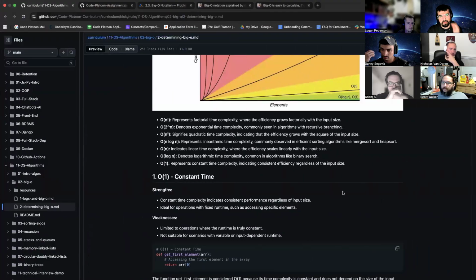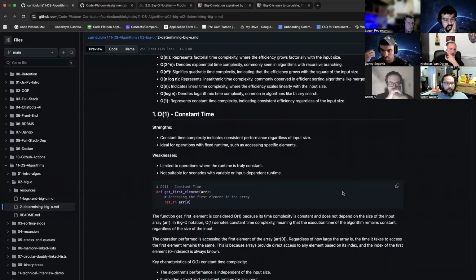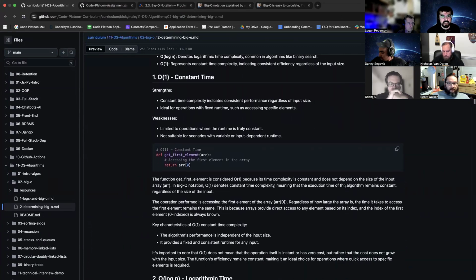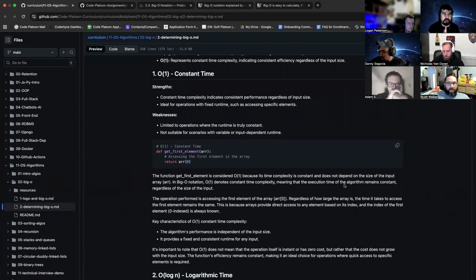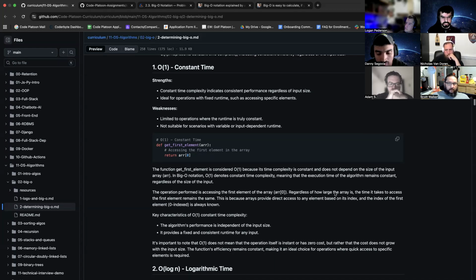Cool. All right, constant time, the goat of all times. Constant time complexity indicates consistent performance regardless of input size, ideal for operations with fixed runtime, such as accessing specific elements, i.e. dictionary, hash map, object, things like that. Weaknesses: limited to operations where the runtime is truly constant, not suitable for scenarios with variable or input dependent runtimes. So that's the thing about constant time. And you're not always going to have perfectly structured data. So that's not listed as a weakness here, but that happens all the time.